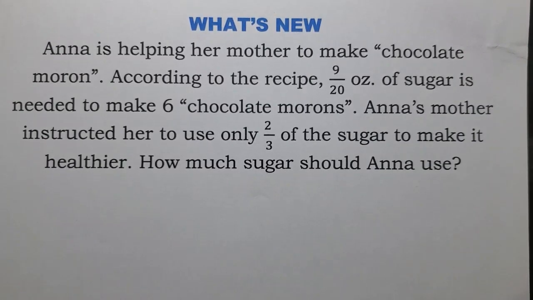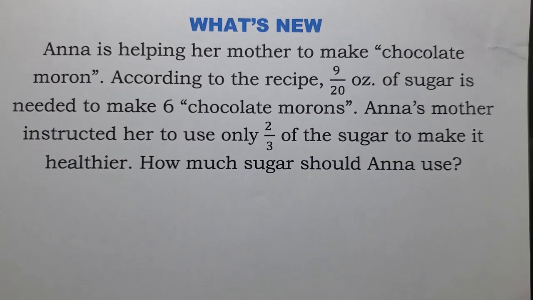Anna is helping her mother to make chocolate morón. According to the recipe, 9/20th ounce of sugar is needed to make 6 chocolate morón. Anna's mother instructed her to use only 2/3 of the sugar to make it healthier. How much sugar should Anna use? So you are asked here the amount of sugar that Anna should use for these 6 chocolate morón.